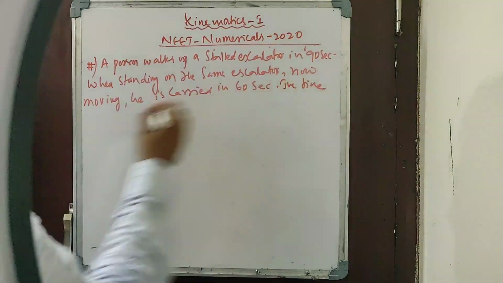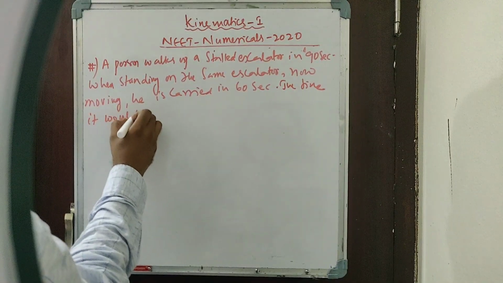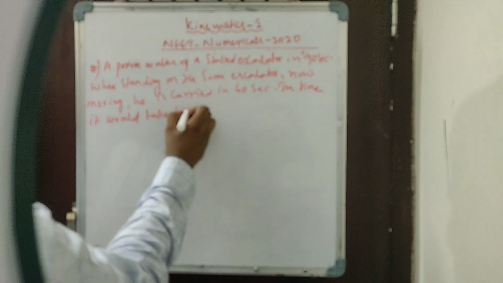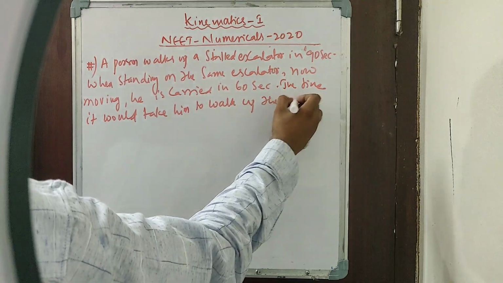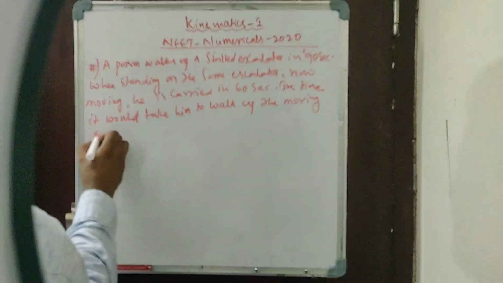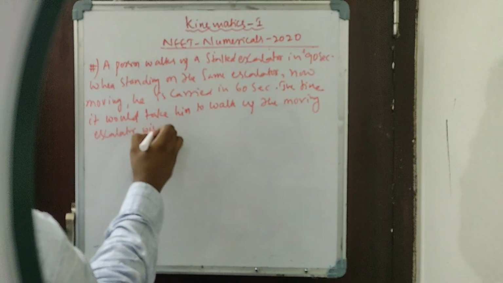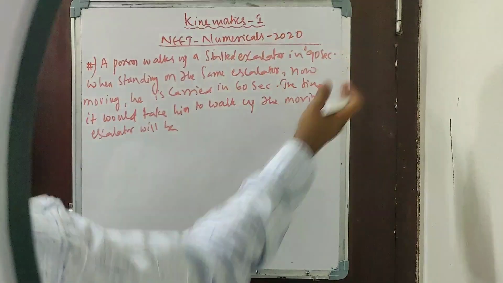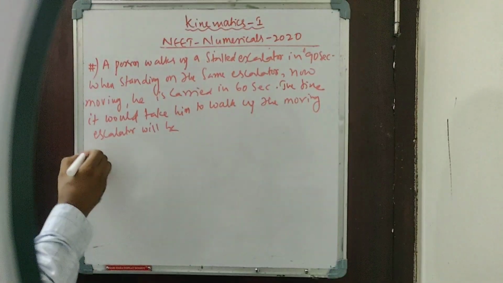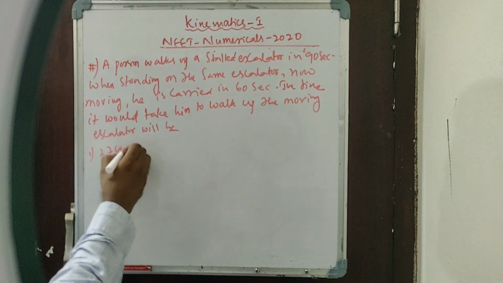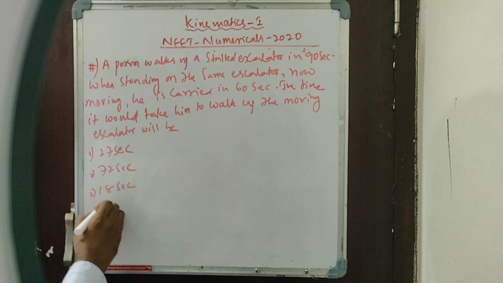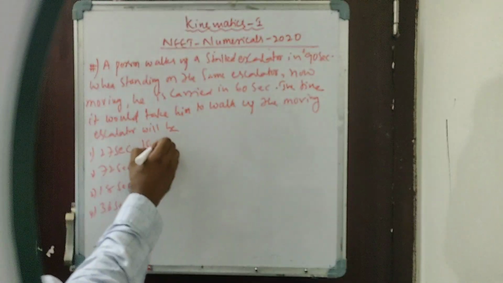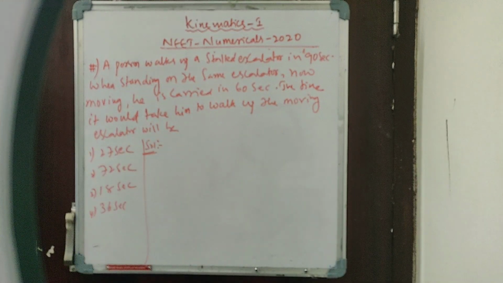So the question is: the time it would take him to walk up the moving escalator will be? That means if the person is also walking up while the escalator moves, what will be the time taken? Options are 27 seconds, 72 seconds, 18 seconds, and 36 seconds. So try to pause the video for a second and see whether you can do that question in your one minute time or not.